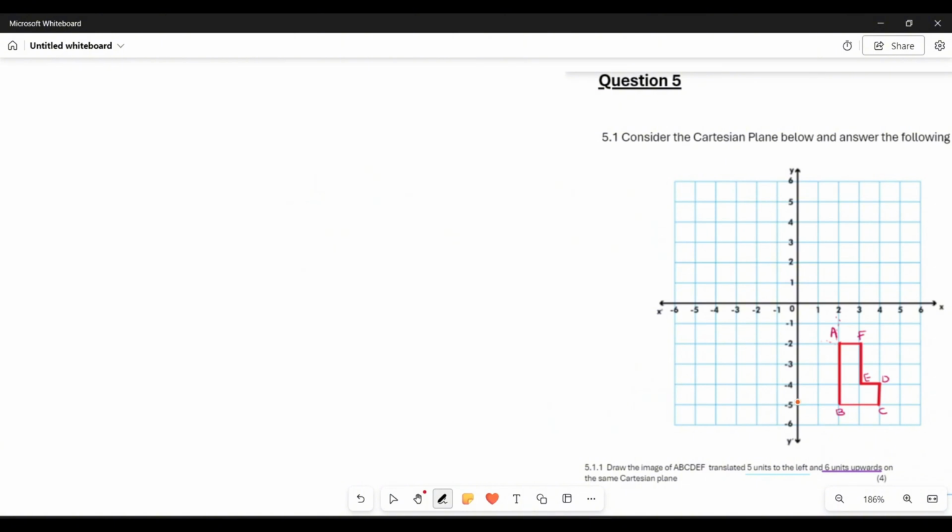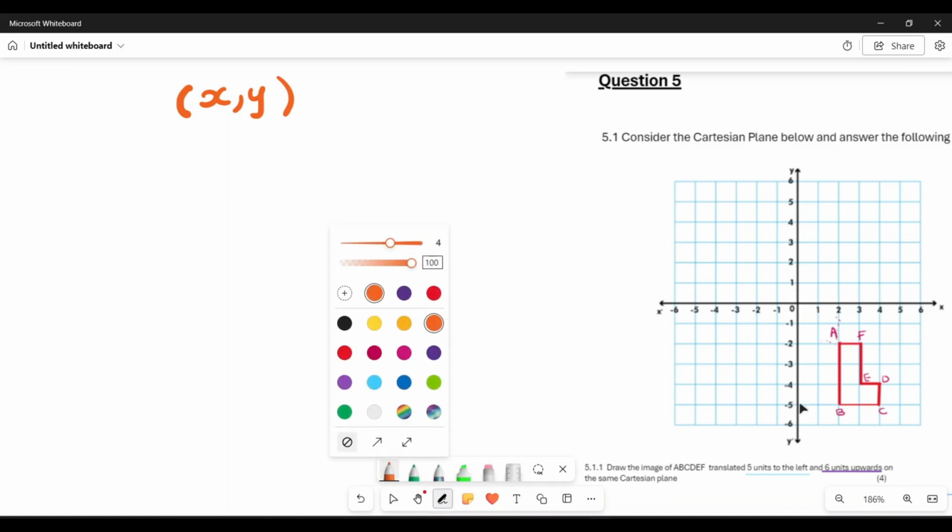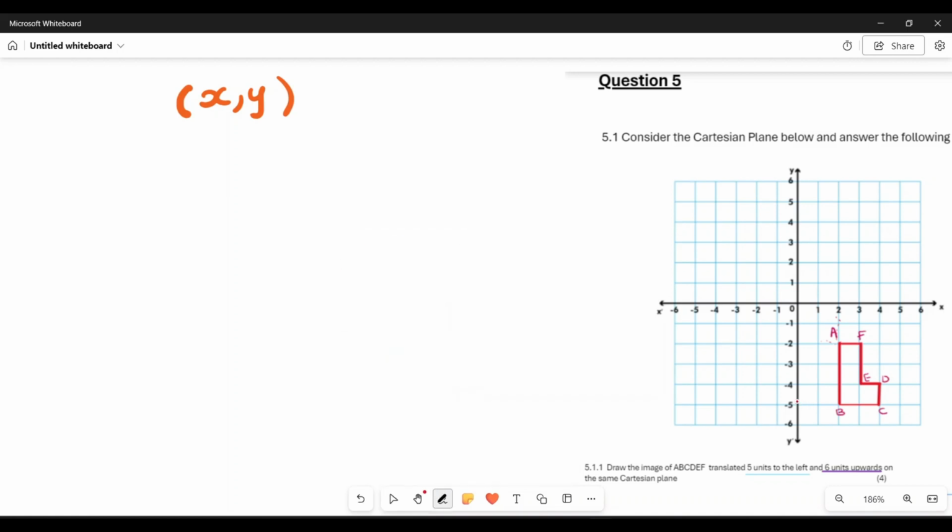Now, remember your coordinates are always in a form of X and Y. Now, your X value is going to be affected by your left and right movement. So if your graph is shifted to the left or right, this is going to affect your X value, right? And as a result, if it's shifted to the right, you're going to add to your X value. And if it's shifted to the left, you're going to subtract on your X value, right?